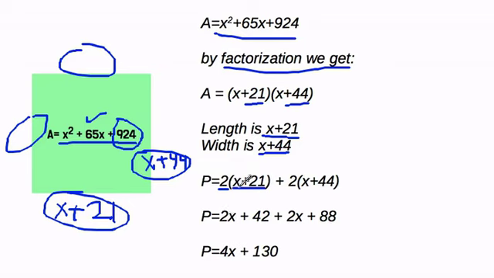2 times x is going to be 2x. 2 times 21, it's going to be 42. Then 2 times x is going to be 2x. And 2 times 44, it's 88. You guys know how to apply the distributive property. That's what we just did. Now what's going to be next? We got to simplify our polynomial. We got to put together the x's. You got 2x plus 2x, that'll be 4x. And then 42 plus 88, that'll be 133. And that's it, guys. That's going to be the perimeter.